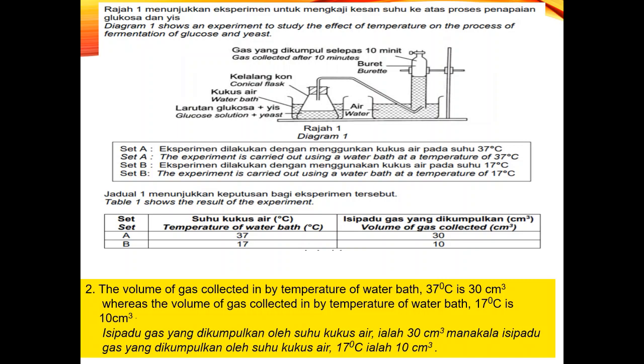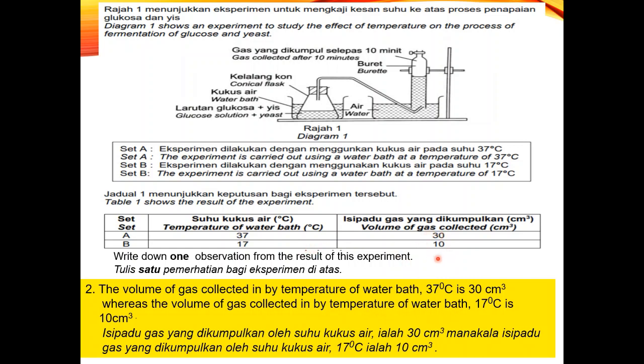Okay, or you can write down like this. The volume of gas collected by the temperature of water bath, 37 Celsius degree, is 30 cubic centimeter. So you can see from the table here, right? 30 cubic centimeter. Whereas the volume of gas collected in the temperature of water bath, 17 Celsius degree, is 10 cubic centimeter. This is also another way for you to write the observation.